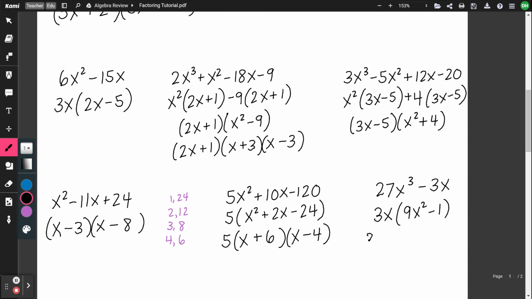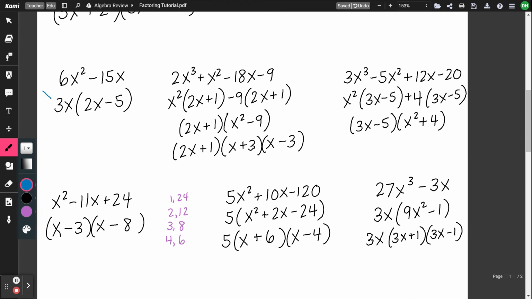Do you recognize? We have perfect squares. Difference of two perfect squares. So 9x squared, that's 3x times 3x. Negative 1 is positive 1 times negative 1. Okay, so now that's factored completely.